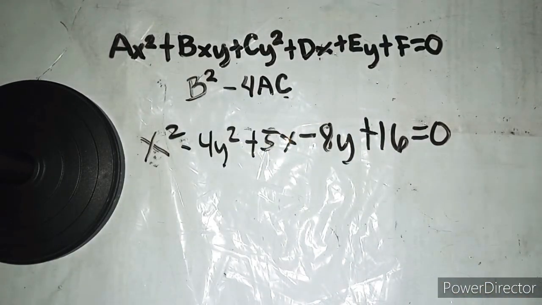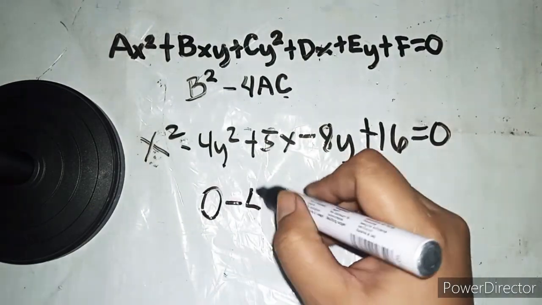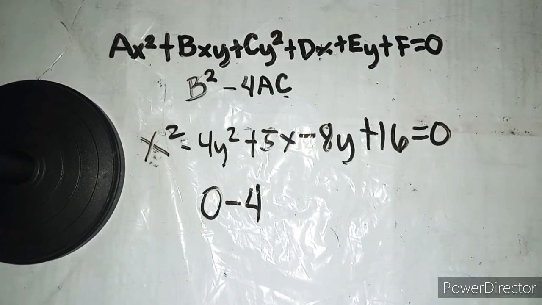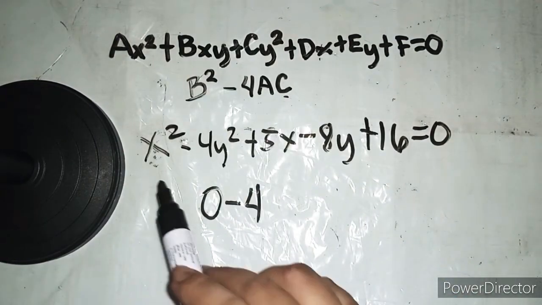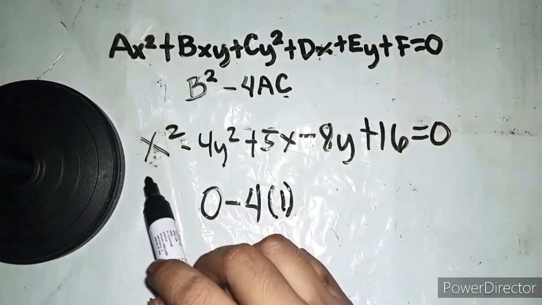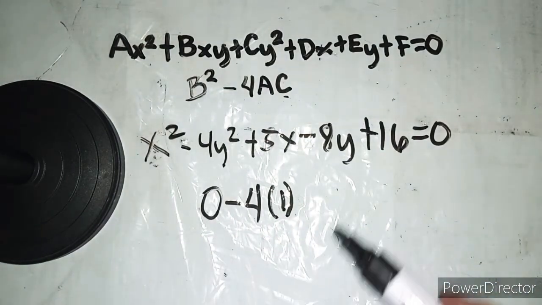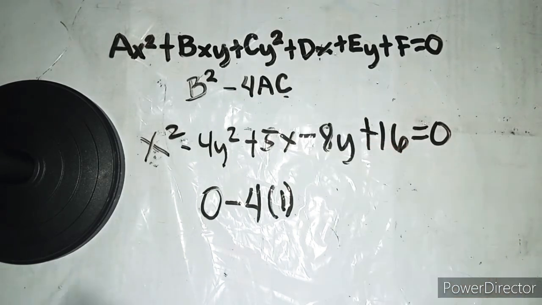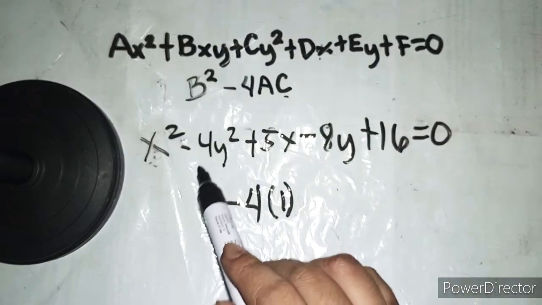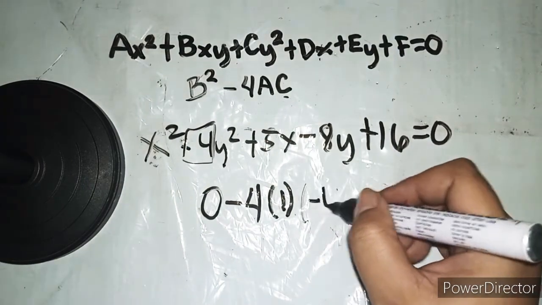So we don't have a value of bxy in this equation, so it is 0. Then copy negative 4. Then let's find the value of a. So the value of a here in our equation is 1, because x squared is equivalent to 1. Okay? So now, let's find the value of c. So c, we have negative 4. So let's have negative 4 here.